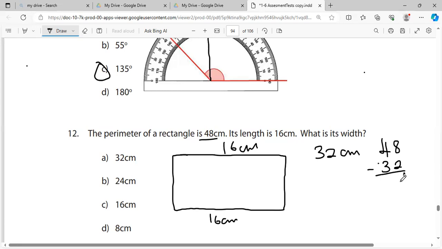So this would be 16, right? But remember, the two of them add up to 16, not one, but two. So the widths are equal. So what we do, we divide the 16 by 2, and that will give us 8. So this is 8, and this is also 8. Alright, so if you add 8 and 16, that's 24, and this 24. 24 and 24, 48. Let's move on to number 12.